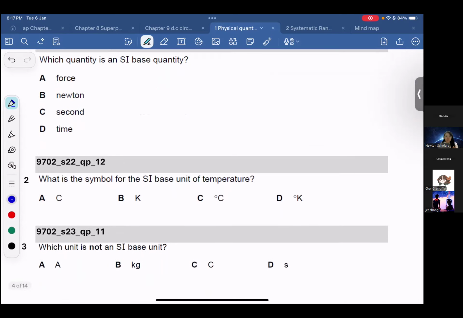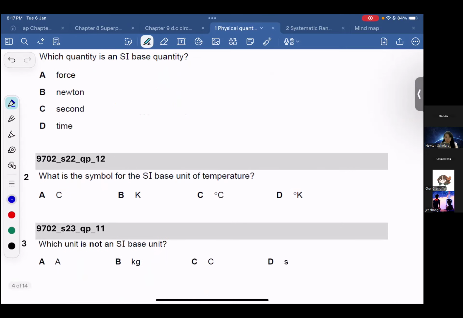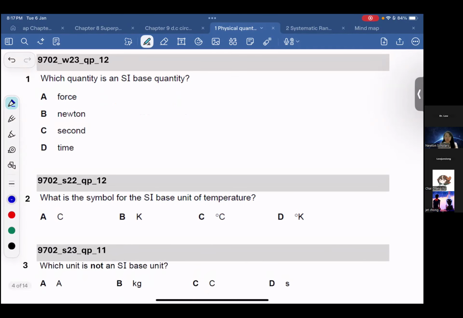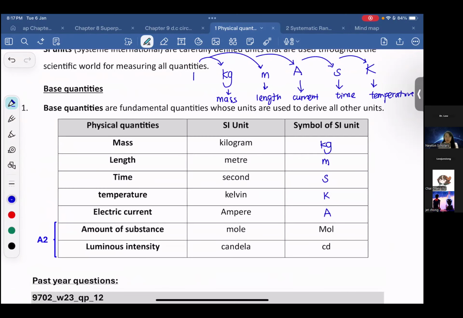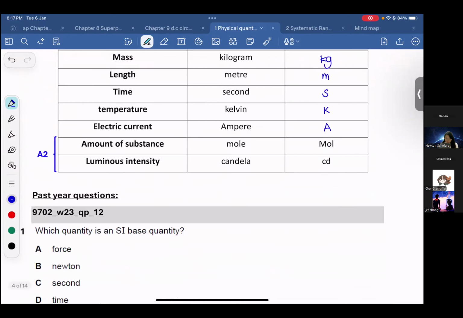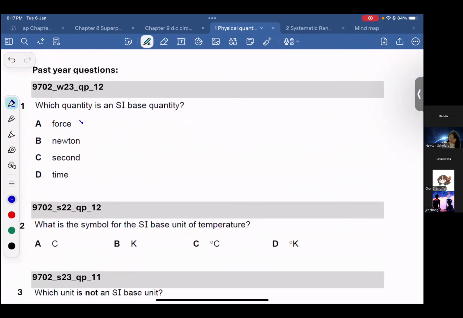Okay, dear, we try with the past year question. This is a 2023 past year question. Which quantity is an SI base quantity? Which one is a base quantity? 1 kg mass, right? So here, false, no. It is not a base quantity. It's a derived quantity, okay?